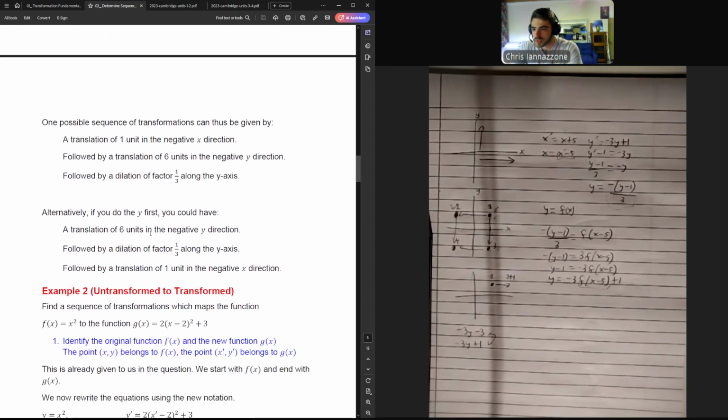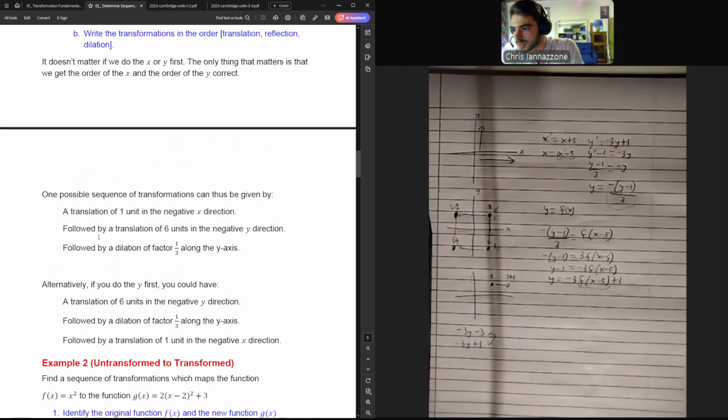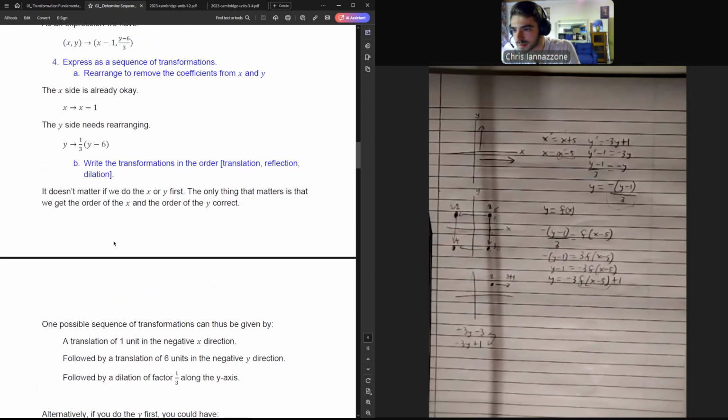So one alternative way is to say, okay, I'm going to do the y stuff first, which means 6 in the negative y, dilation factor of 1/3 along the y, and only then do I go back to grab the x. So very, very minor change there. Both of those are correct answers. This is the challenge of this topic, because the book will only give you one possibility. The book typically does DRT. So it typically goes dilation, reflection, translation. How do you handle that?